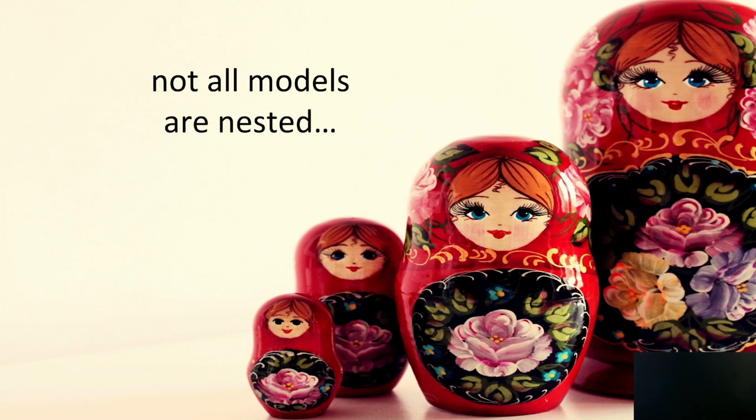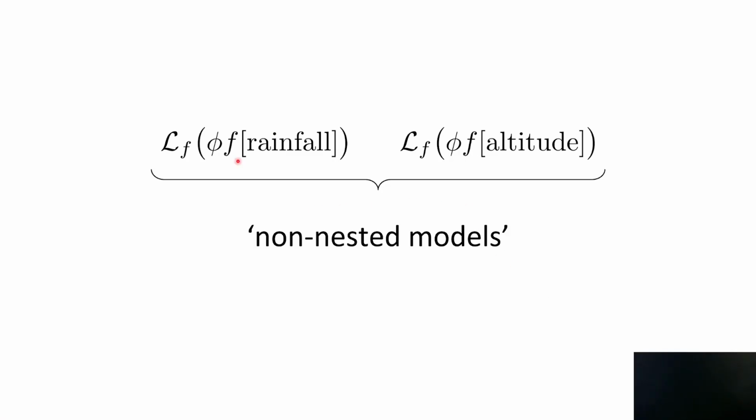And what's another problem? Well, the other problem is that not all models are in fact nested. For example, if you have a model where some parameter is a function of rainfall and some other model where the same parameter is a function of altitude, well, altitude is not a special case of rainfall, and rainfall is not a special case of altitude, so they're not nested.